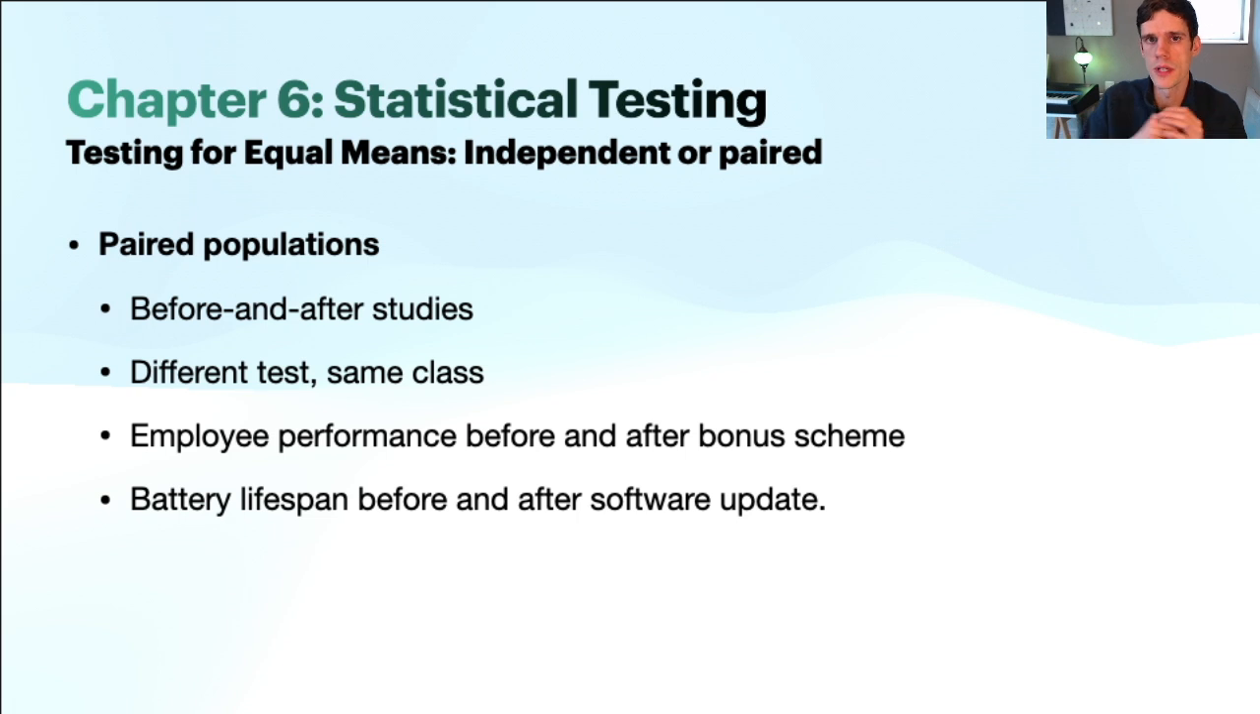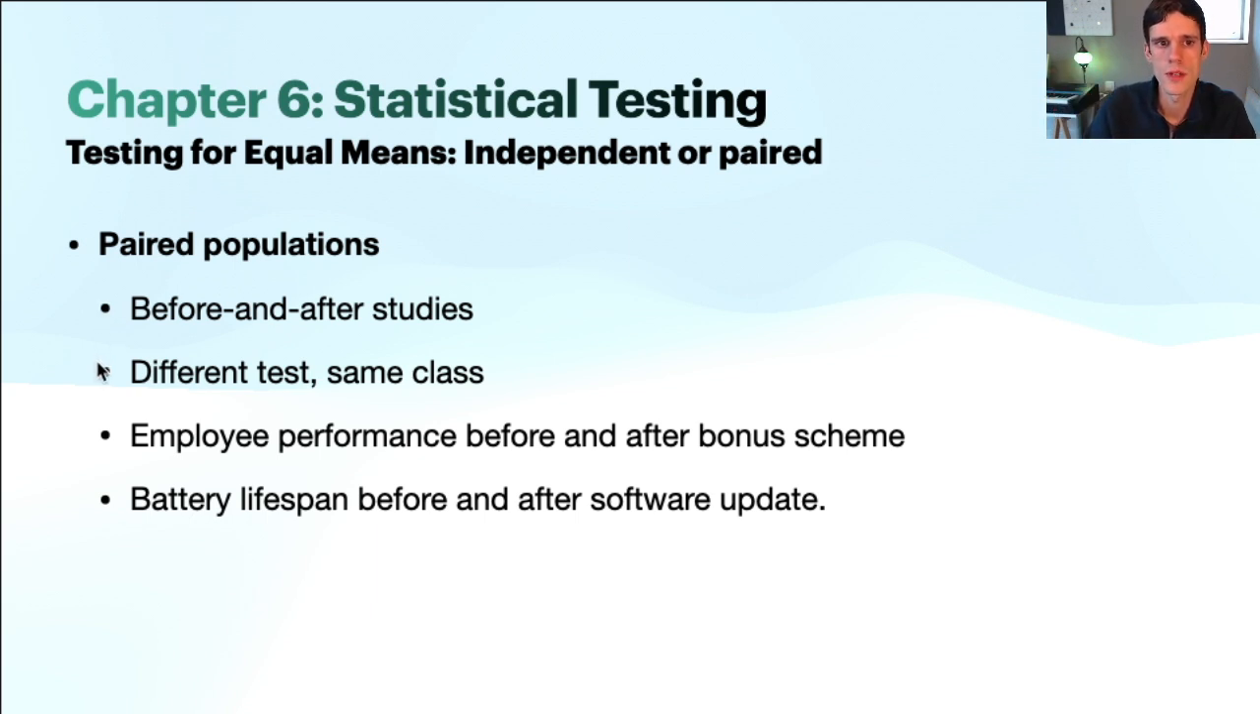Now, independent populations are of course the opposite of paired populations. Now, in paired populations, we have the same group of test subjects going through different scenarios. And thus there is a large correlation between these different scenarios. Let's look at some examples. Before and after studies are a clear example of a paired dataset, because we have the same group and we look at them before an event happening and after an event happening.